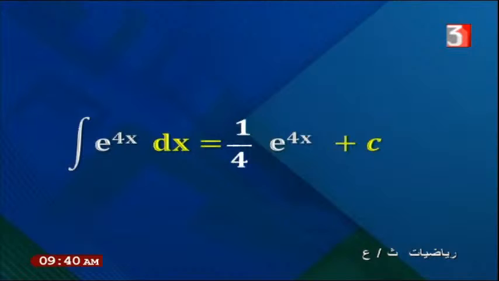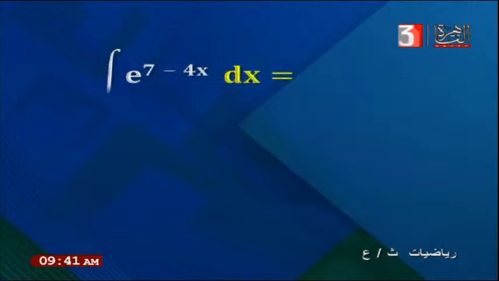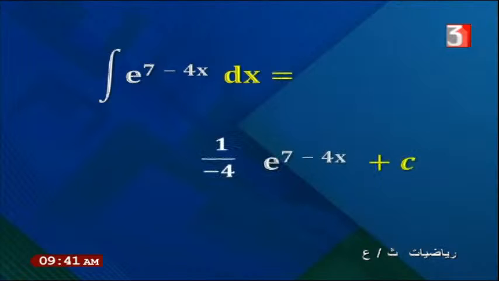Another example, find the integration of e power 7 minus 4x dx. Yes, the power is of first degree. Then the integration of e power 7 minus 4x dx equals 1 over the coefficient of x, 1 over negative 4, multiply e to the power 7 minus 4x plus the constant c.